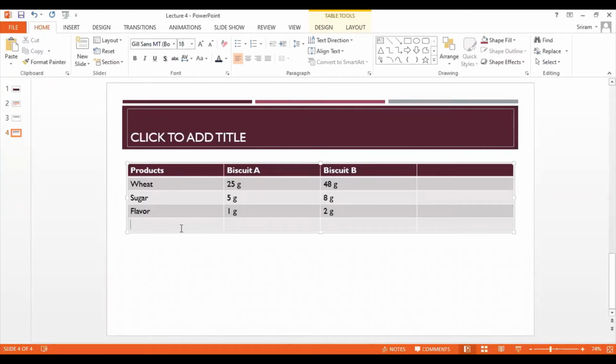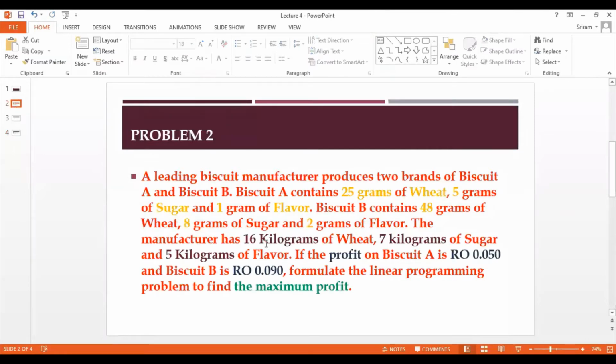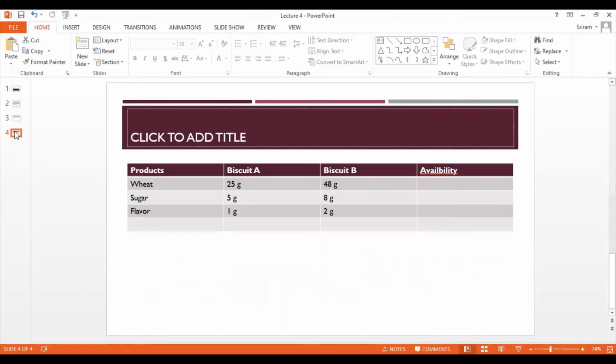Now we are going to check the other availability and profit. What is the availability they have given? 16 kilograms of wheat is available, 7 kilograms of sugar is available, and 5 kilograms of flavor is available, isn't it?